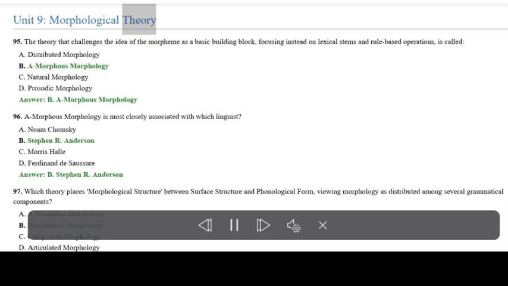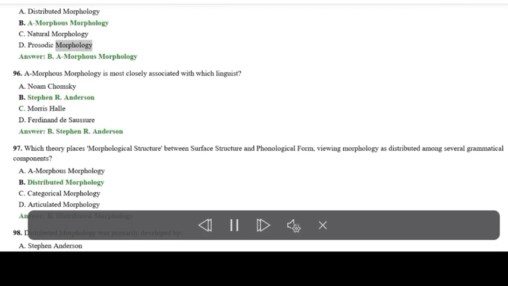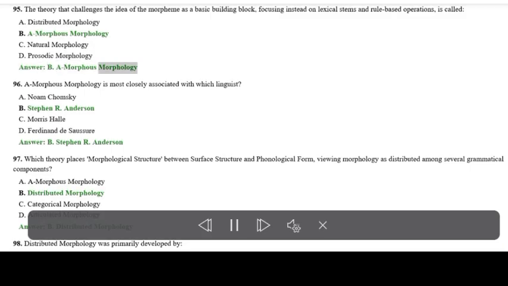Unit 9, Morphological Theory. 95. The theory that challenges the idea of the morpheme as a basic building block, focusing instead on lexical stems and rule-based operations, is called A. Distributed morphology. B. Amorphous morphology. C. Natural morphology. D. Prosodic morphology. Answer: B. Amorphous morphology.